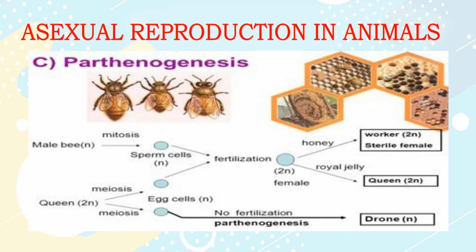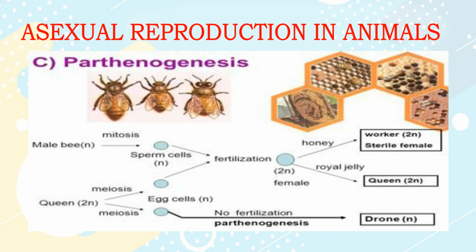So in honeybees, when there is fertilization, the male contributes the sperm cell, and the queen or the female contributes the egg cell. There is fertilization, therefore, in the process, they could actually form a new organism. And if there is fertilization, the organism developed is actually only a female. So it can develop into a worker, specifically a sterile female, or it could develop into a queen.